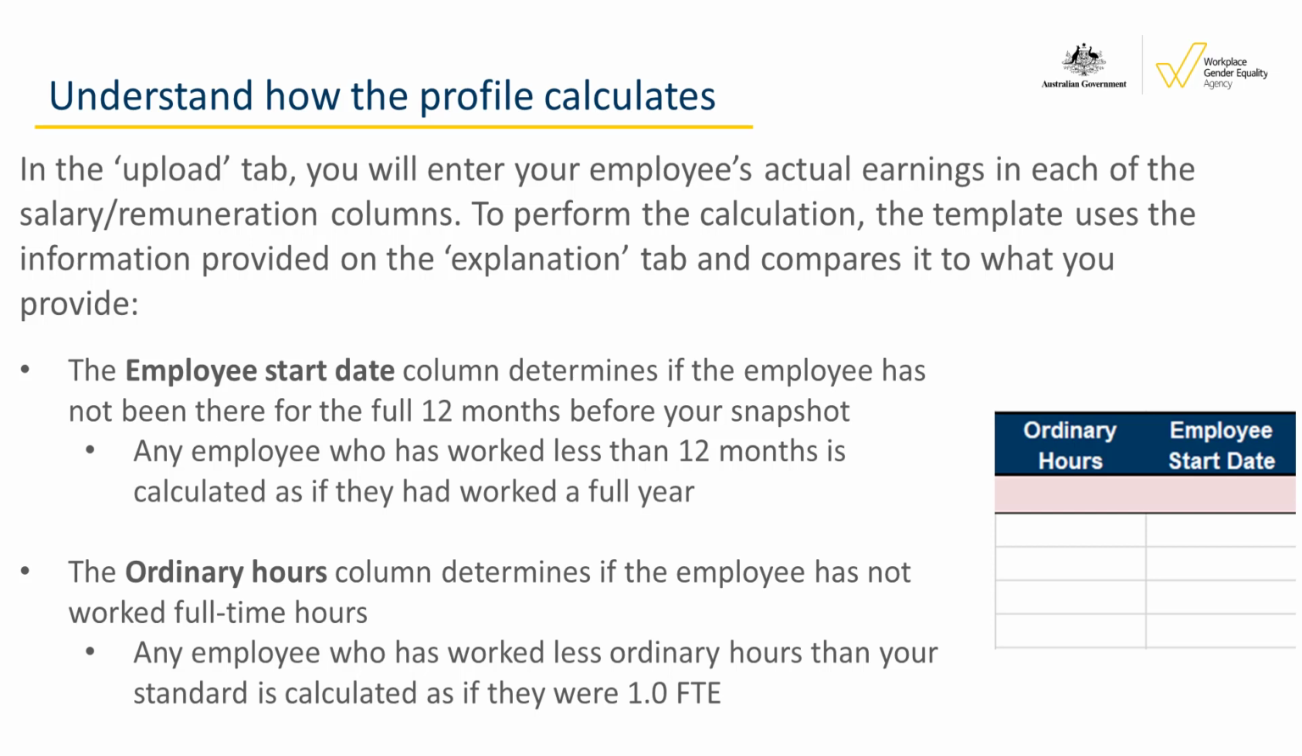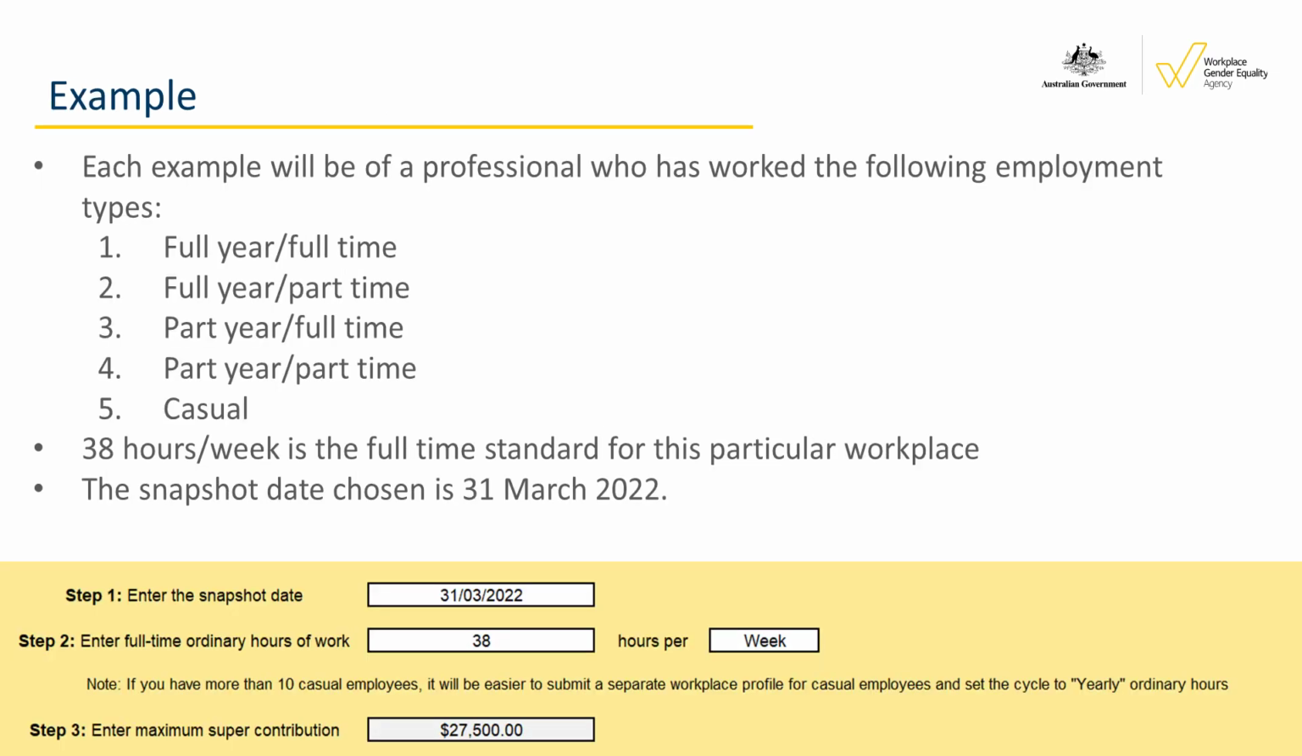Any employee who has worked less ordinary hours than your standard is calculated as if they were a 1.0 full-time equivalent worker. This presentation will use an example to demonstrate how data is entered and calculated in the payroll aligned file for different employee types. The example is a professional role working in various employment types where 38 hours per week is the full-time standard for that workplace and the snapshot date is the 31st of March 2022.